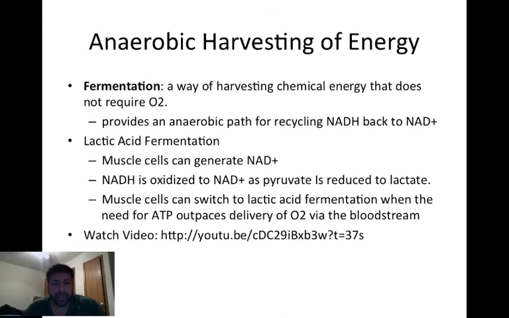Basically, the muscle cells can generate NAD+, so NADH is oxidized, gives up electrons and becomes NAD+, and this forms pyruvate, which is reduced ultimately to lactate or lactic acid. And the muscle cells can switch to lactic acid fermentation when the cells need ATP. This is because there's just not enough oxygen flowing through the bloodstream. So through fermentation, without a lot of oxygen present, we can still generate some ATP.